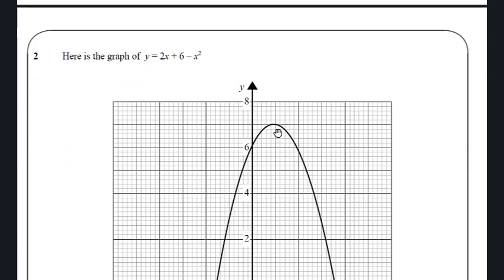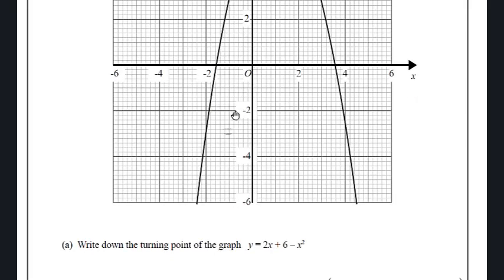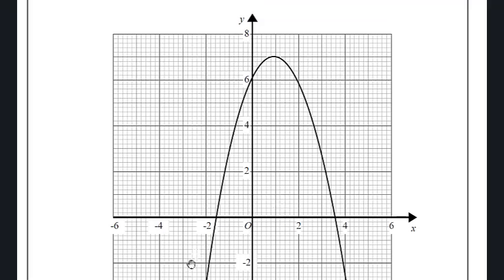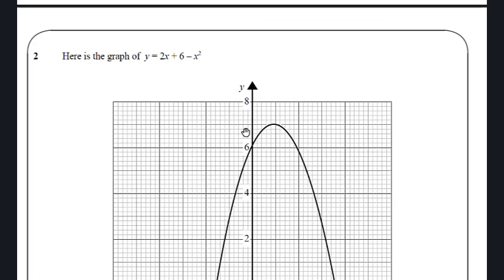Let's also go look at question 2. Question 2 says here is a graph y equals 2x plus 6 minus x squared. And we want to write down the turning points of the graph. Now for this, you can see the graph is N-shaped. It's opening downwards, which suggests that the coefficient of the quadratic part of the graph is less than 0. It's negative. So that's why the graph is facing downwards. So the coordinates of the vertex, as you can see, the vertex is the highest point. The highest point is around here. Okay, and so we'd like to trace that.